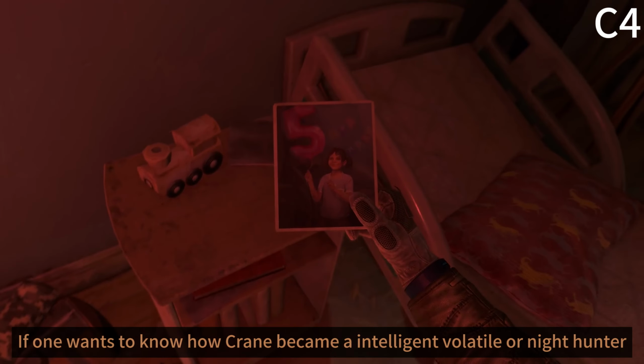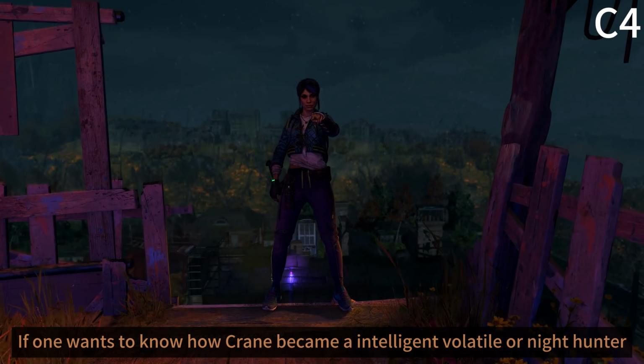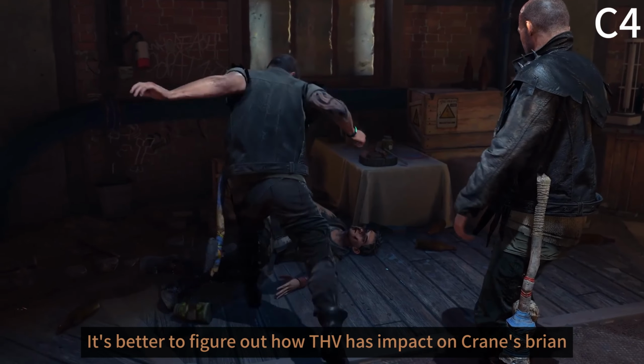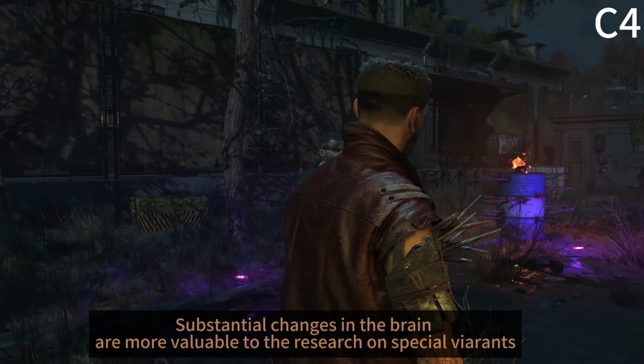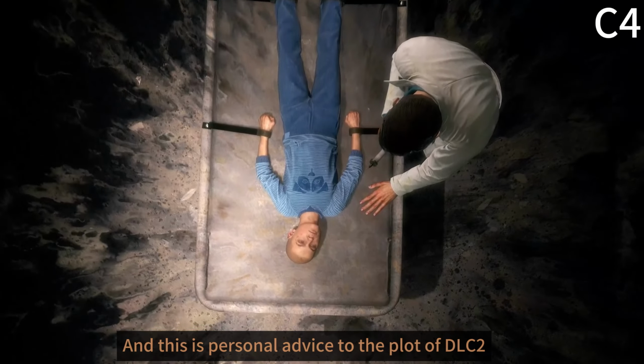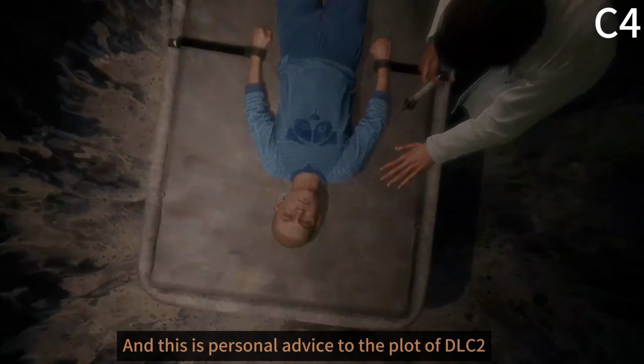If one wants to know how Crane became an intelligent volatile or night hunter, it's better to figure out how THV has impact on Crane's brain. Substantial changes in the brain are more valuable to the research on special variants, and this is personal advice to the plot of DLC 2.